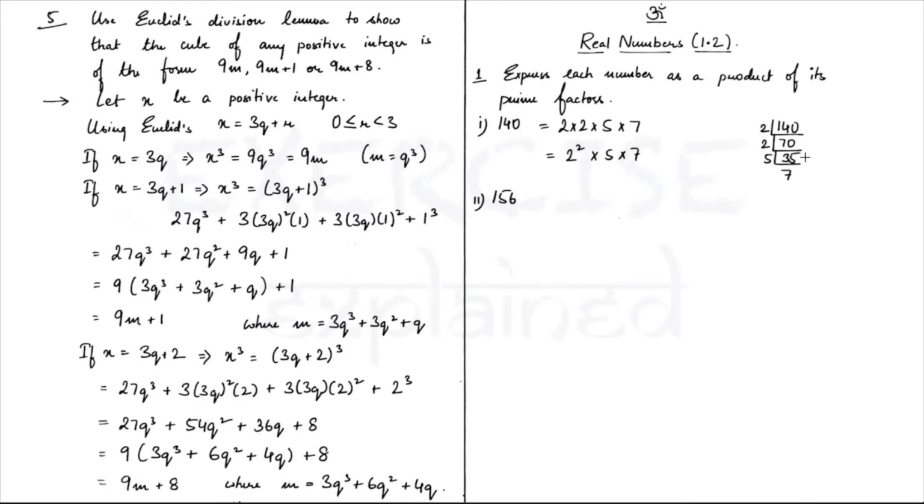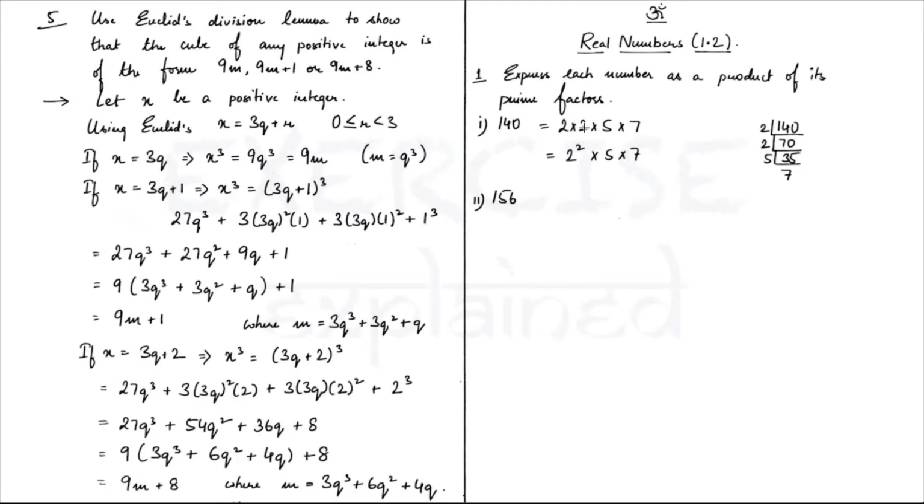So 35 is definitely divisible by 5. So I divide it by 5. We get the quotient as 7. So 7 is also a prime number, so we can write it as 2 into 2 into 5 into 7. That's what I have written here. That is 2 into 2 into 5 into 7. So that can be written as 2 square into 5 into 7.